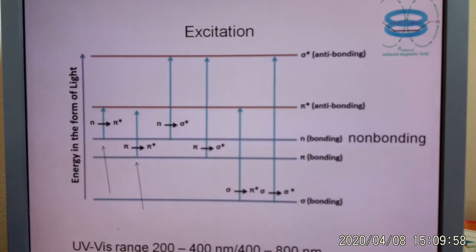All right, so what transitions are we looking at? N means non-bonding. You're looking for n to pi star or pi to pi star excitations, these two. That occurs in the UV range and vis range, so 200 to 400 and 400 to 800 nanometers, closer to this range.